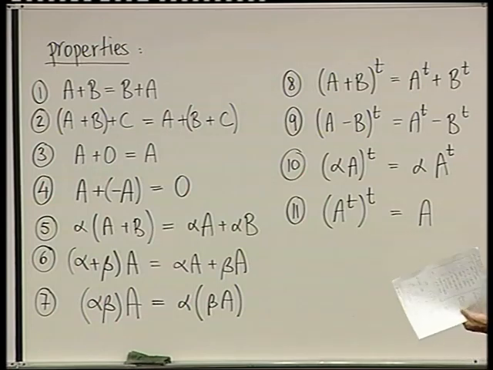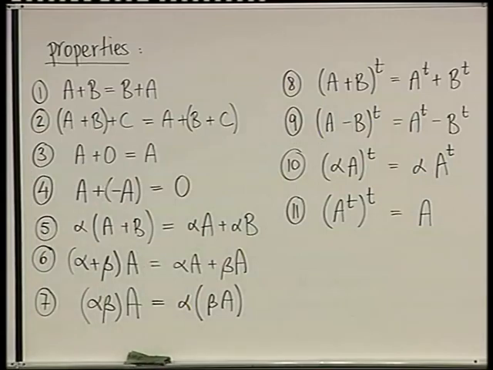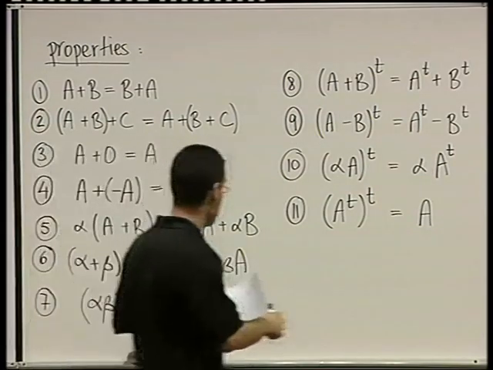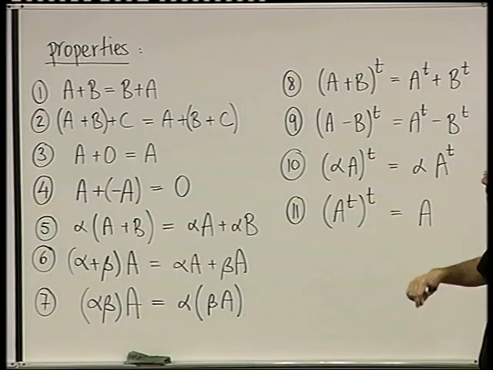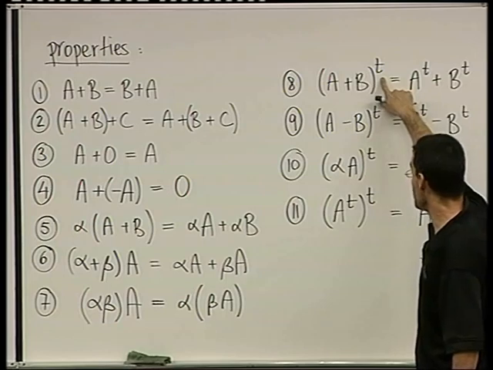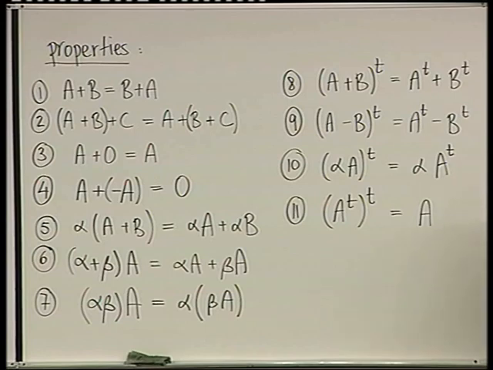Okay, so let's see how we prove at least one of these. Let's do, for example, number 8. How do we show that if you take two matrices, A and B, add them using matrix addition, and then take the transpose of the sum, you get the sum of the transposes? Okay, so let's prove that. Proof of 8.